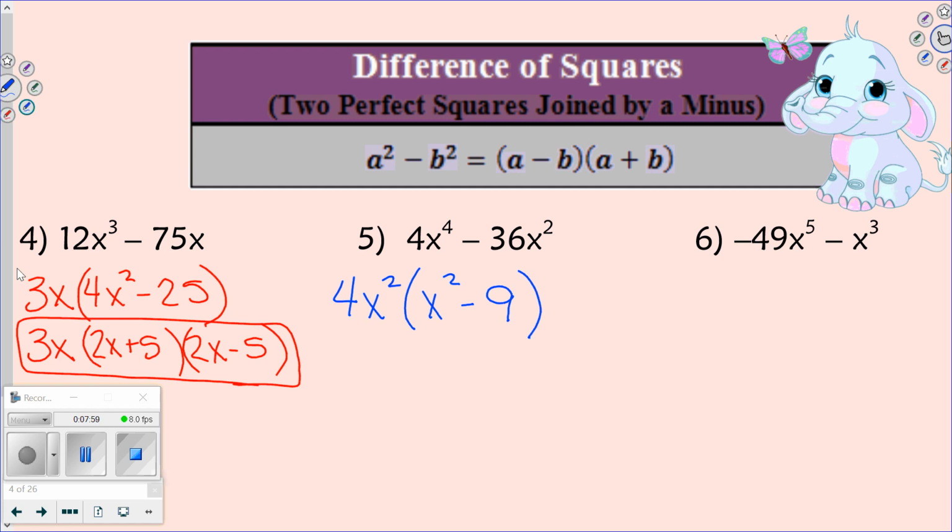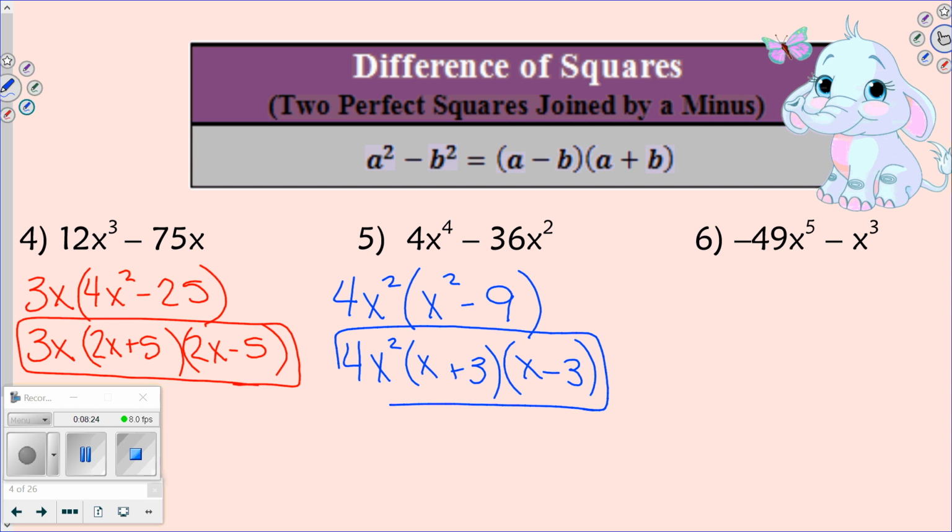Again, make sure you're careful. The original problem looked quartic, but pull out the GCF. My problem was actually squared. And then how does that factor? Plus and minus, sorry? Your brain was solving at the same time you were doing that. Good.